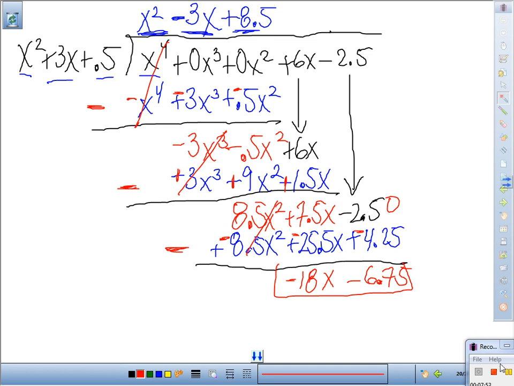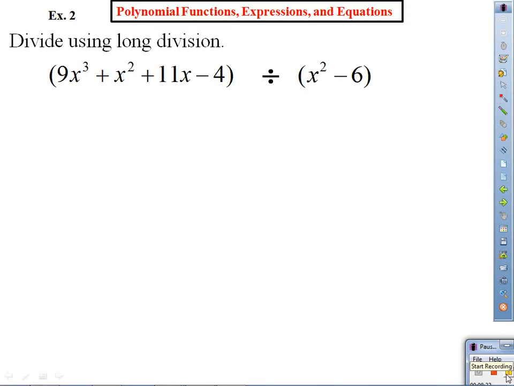Copy this next one. Example 2, we have 9x cubed plus x squared plus 11x minus 4 divided by x squared minus 6.